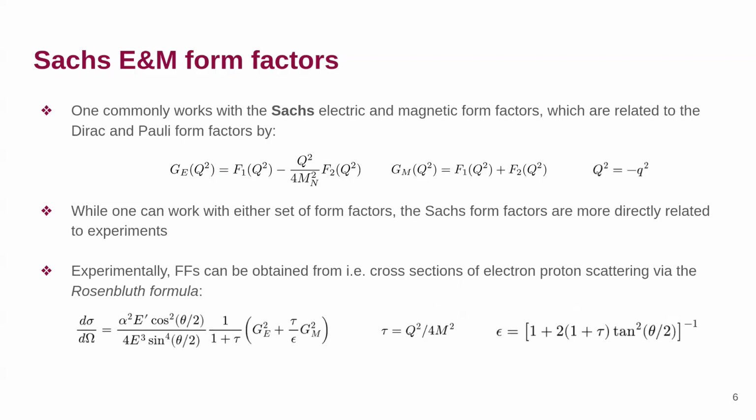Now, I've just talked about how we end up with the Dirac and Pauli form factors, but we could just as well work with another set of form factors which are analogous, known as the Sachs form factors, the electric and magnetic form factors G_E and G_M, which are related to F1 and F2 by these relations here. And I'm introducing this capital Q squared notation here, which you'll see quite often. It's just minus lowercase q squared.